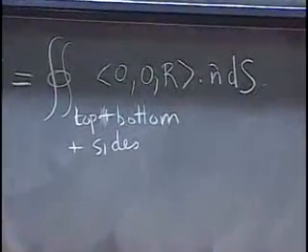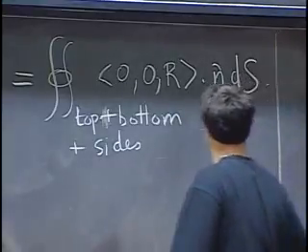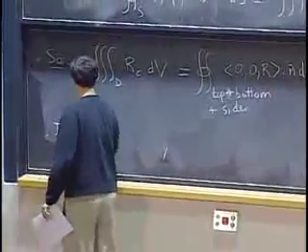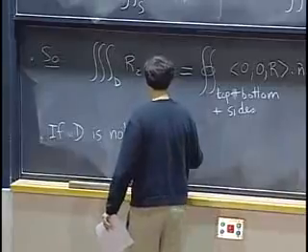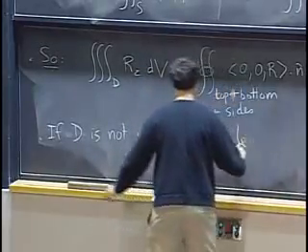Now, that's only for a vertically simple region. Okay? So if D is not vertically simple, what do we do? Well, we cut it into vertically simple pieces.